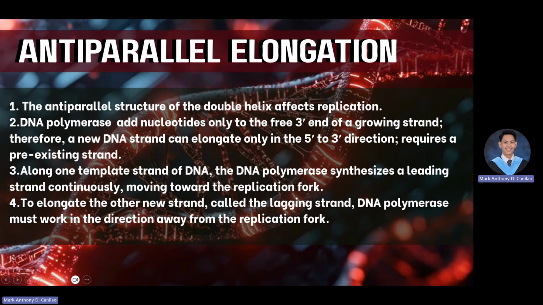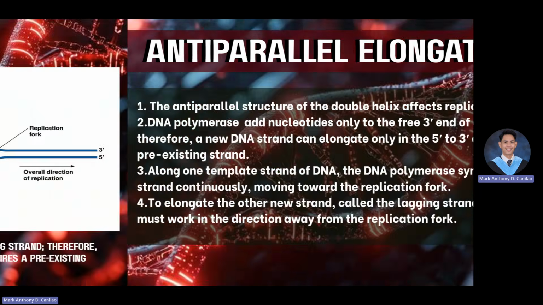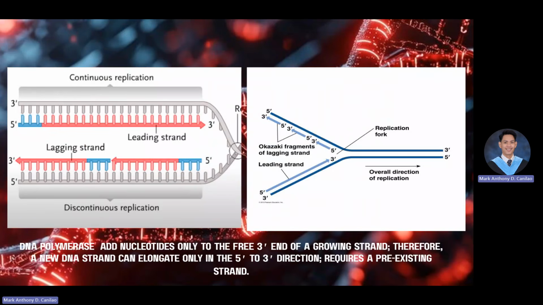Along one template strand of DNA, DNA polymerase synthesizes a leading strand continuously, moving toward the replication fork. And to elongate the other new strand, called the lagging strand, DNA polymerase must work in the direction away from the replication fork, just like what we saw in the picture earlier. Okay? So the lagging strand, moving away from the replication fork, creates Okazaki fragments, while the leading strand works in a continuous process because it moves towards the replication fork.